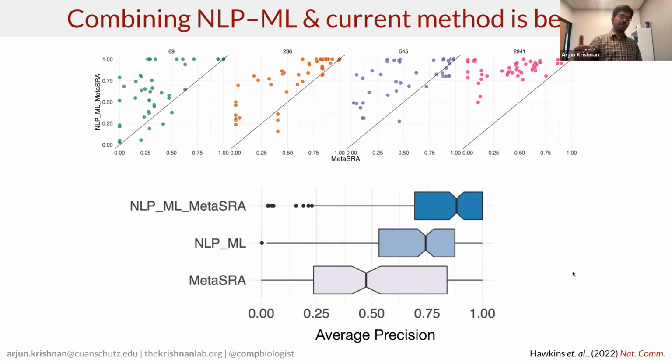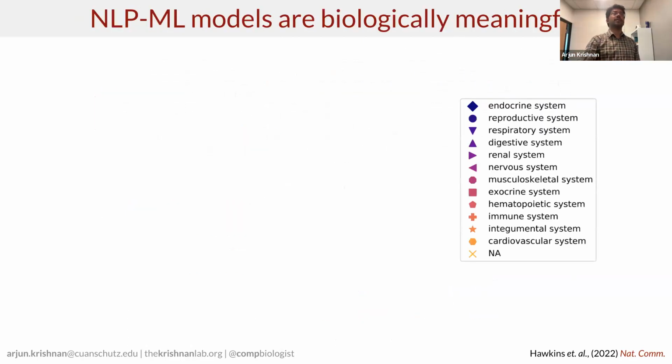So which means that most of what these two methods together tell you are going to be right in terms of metadata annotation. All right. We are also always very interested in interpreting machine learning models to make sure that they are picking up biologically meaningful signals. So what we did was to take the machine learning model that was trained for every tissue in the body and compare them to each other.